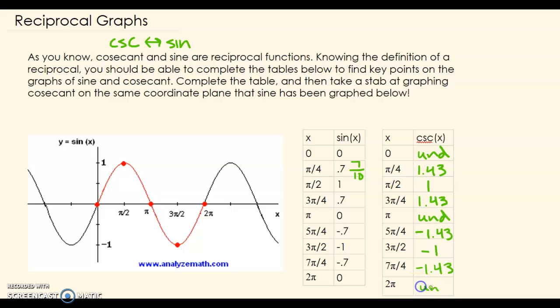Okay. One thing that I notice when I'm looking at this table that I've just come up with for cosecant of x, just like sine of x, we have a bunch of values that are repeating. 1.43, even have 1 repeating a few times, undefined repeating a few times. So just like sine, I can kind of predict that there's going to be some sort of pattern when it comes to graphing cosecant. And let's see if that's right.